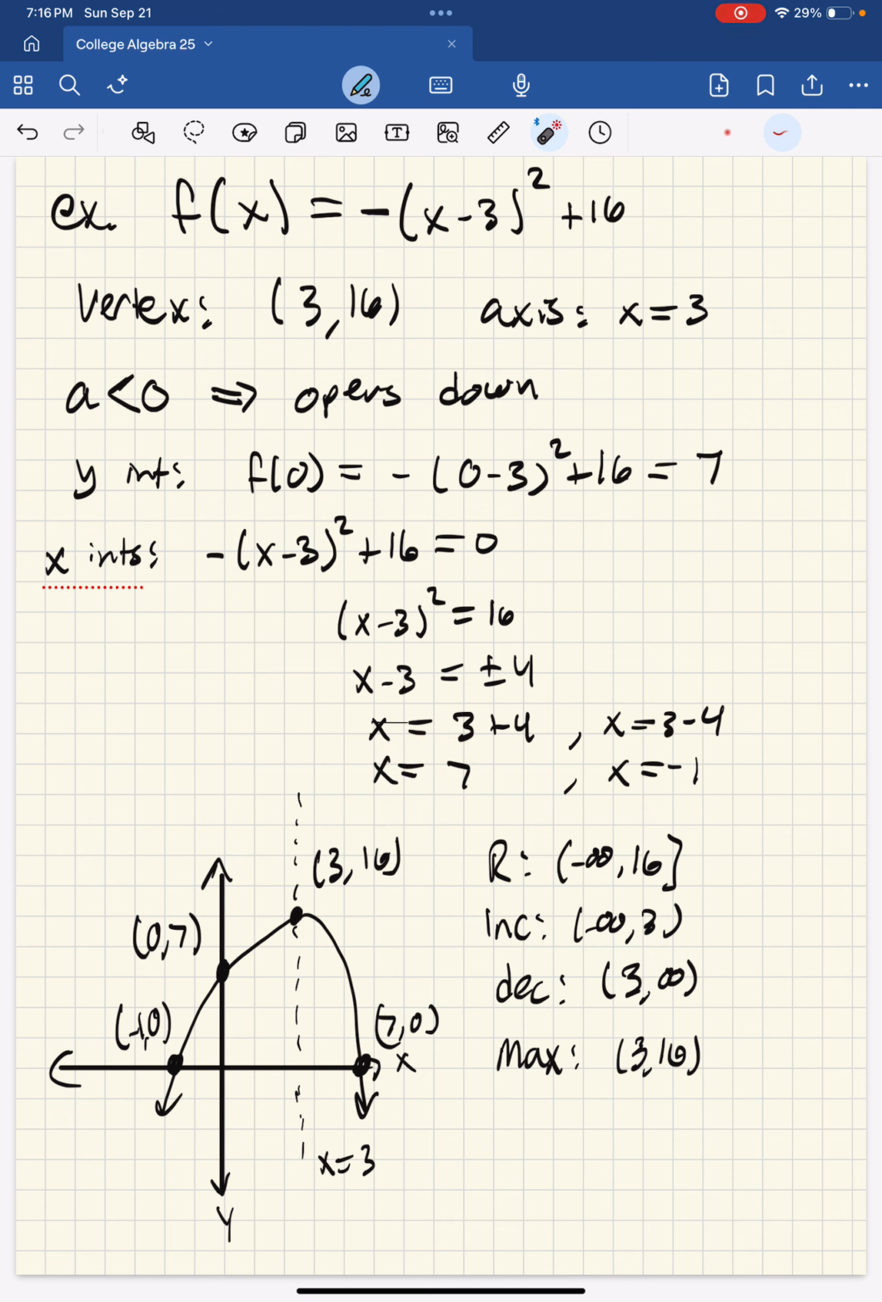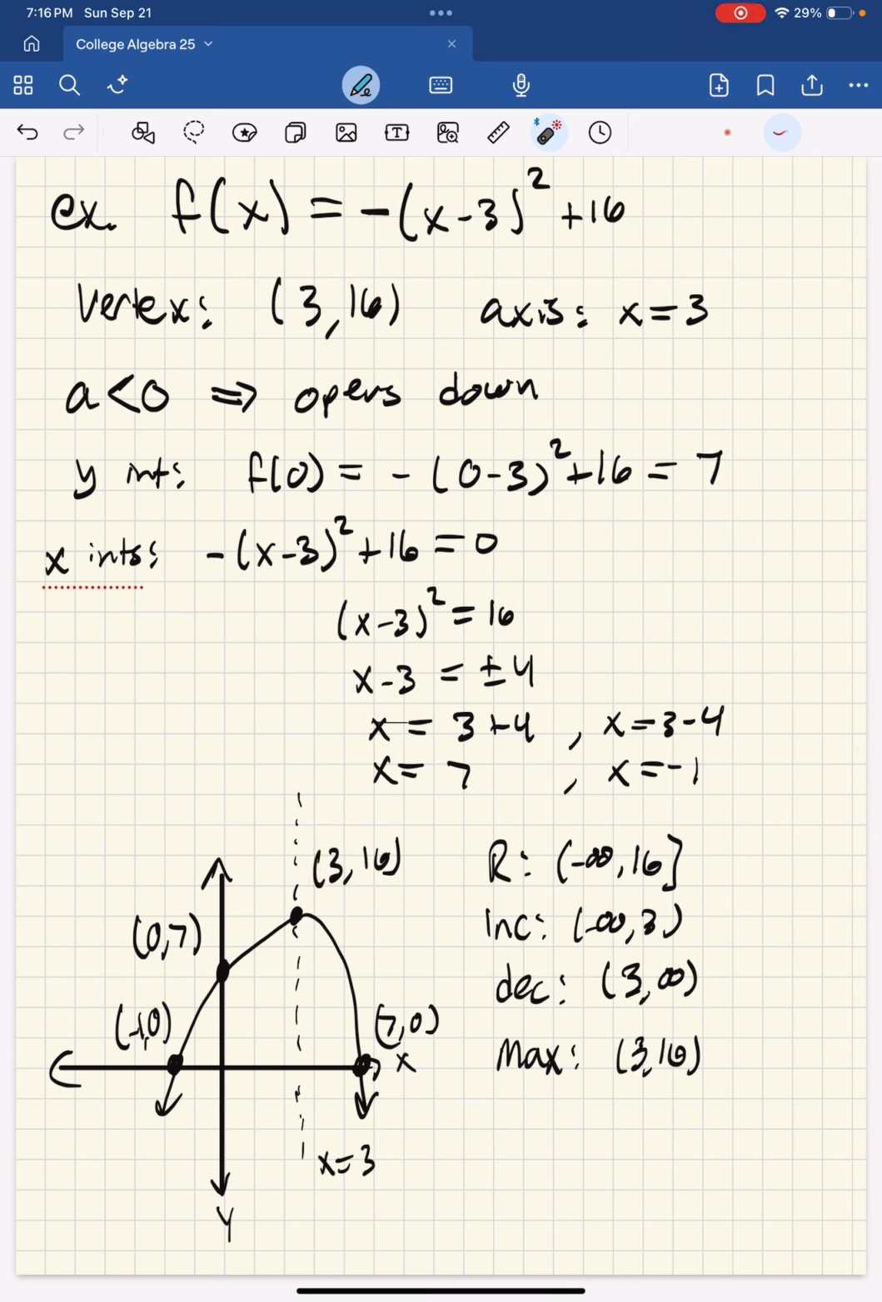So when we go to the graph, we plot the vertex at 3, 16. We can sketch the axis of symmetry, plot the x-intercepts, plot the y-intercept, and draw the parabola through those. Now the range is from negative infinity to 16, so we have a high point, the greatest y value, and it does include 16. The function is increasing from negative infinity to 3.